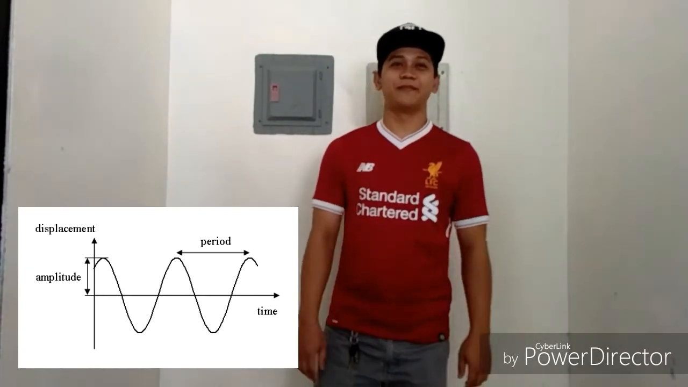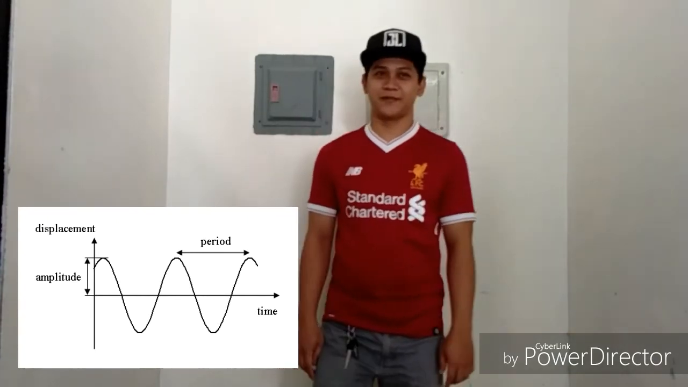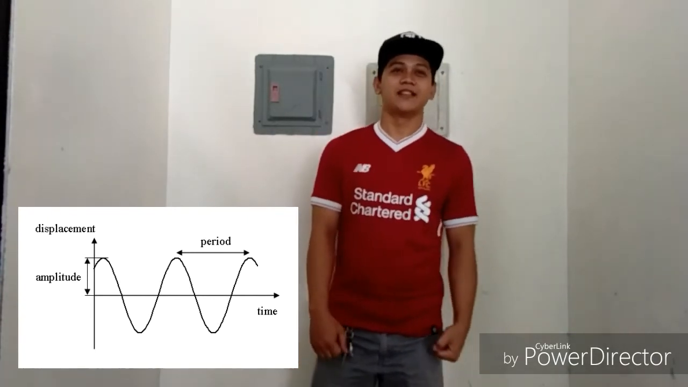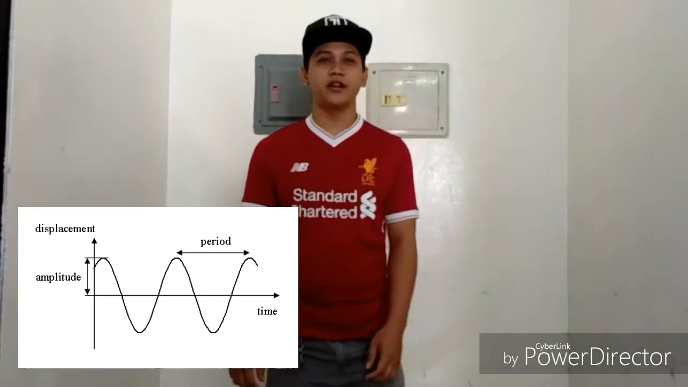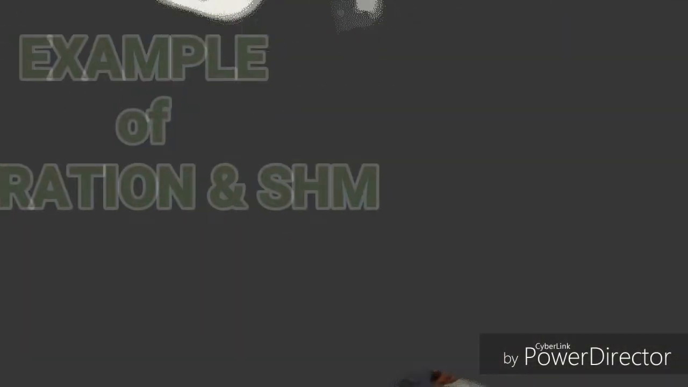Velocity amplitude is the maximum speed of the oscillating object. Acceleration amplitude is the maximum acceleration of the oscillating object.